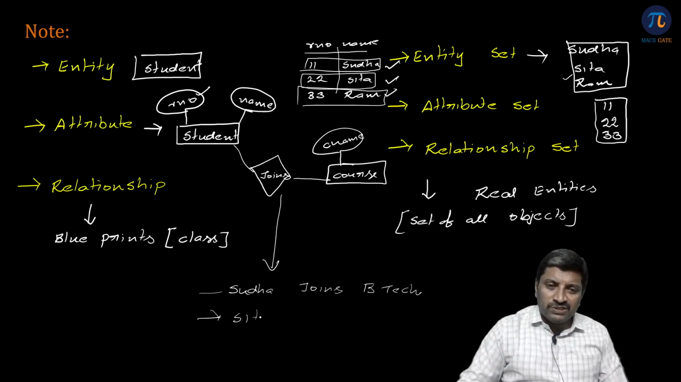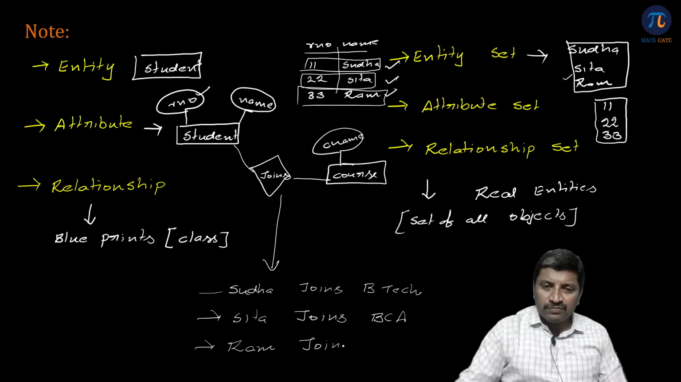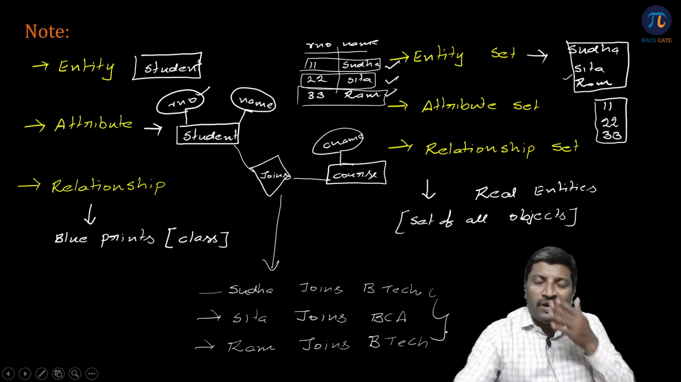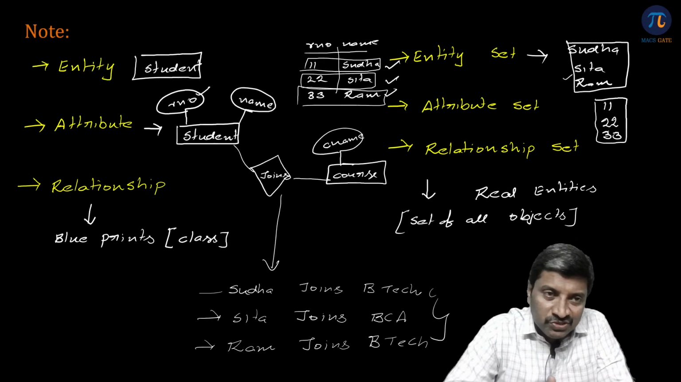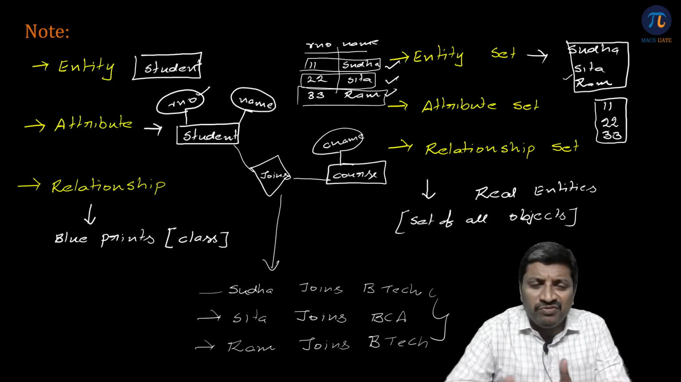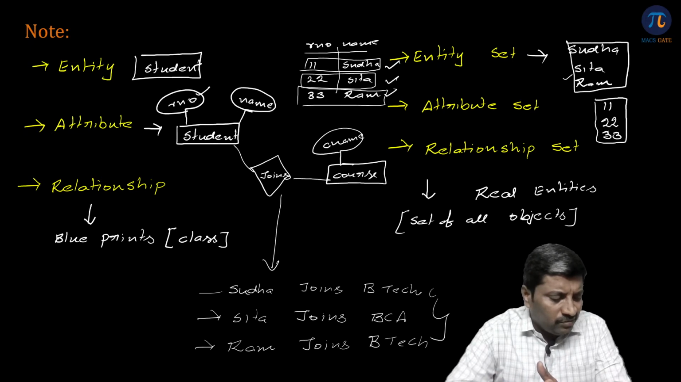Then suppose Sita joins BCA. Similarly, suppose Ram joins BTech. So this is called relationship sets. So entity, attribute, relationship, all these are generic terms. If I consider the values, then they are called entity set, attribute set, relationship set. But generally people will use both terms simultaneously because the concept is same, right?